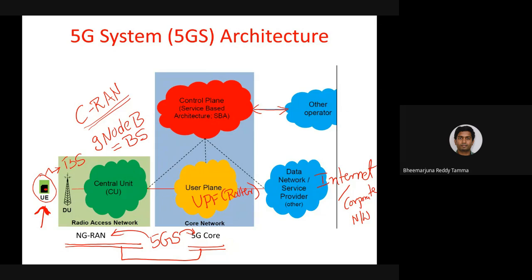But when you're talking about accessing, let's say, YouTube or WhatsApp or Facebook, the data goes from the user equipment to the base station, and from the base station to the user plane function, that is nothing but a router. From there it will go to the internet. And then you see things happening in the reverse direction as well.